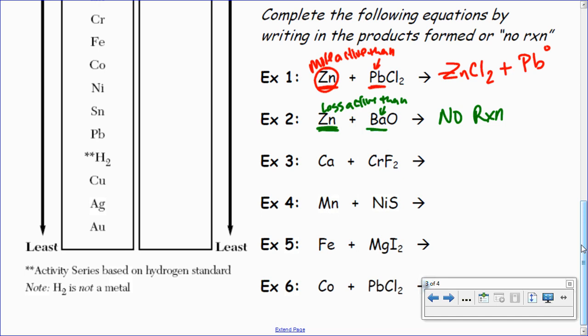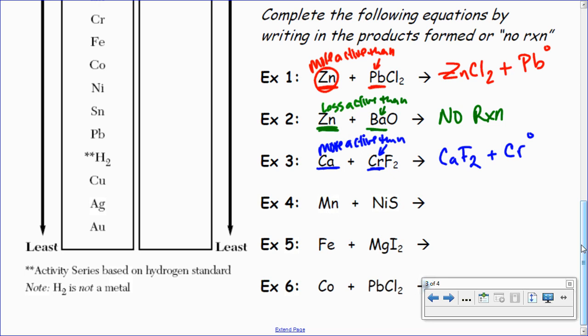This next one, calcium versus chromium. Calcium, the single element, versus the combined element. Calcium is actually towards the top of table J. It's only 3, 6, 7 down from the top. Chromium is about smack dab in the middle, 1 step under zinc. So calcium is more active than chromium, so it will react to form calcium fluoride and chromium by itself. Notice we're just doing a straight swap of the elements. There's no balancing involved in these because they're nice and neat.